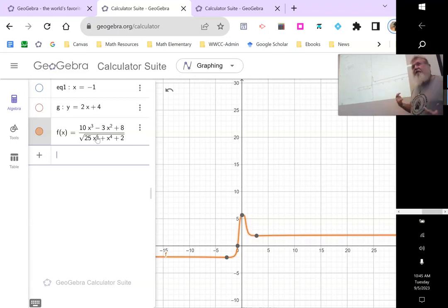All right, so we have the ability to do left and right hand behavior. We have the ability to look at polynomials, tell quickly. We also have the ability to look at rational functions and tell quickly. All right, and we are out of time.